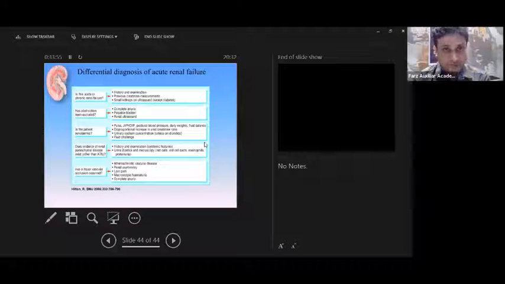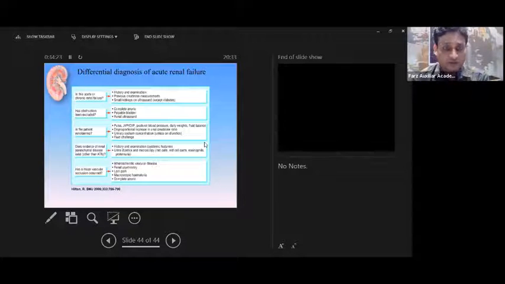By history, we have to take any previous history of renal function, whether the patient has a baseline creatinine, and then we have to do ultrasonography, except in diabetic patients where the kidney size generally remains normal. So by physical examination and past investigations, we can decide whether the patient has ARF or CKD.